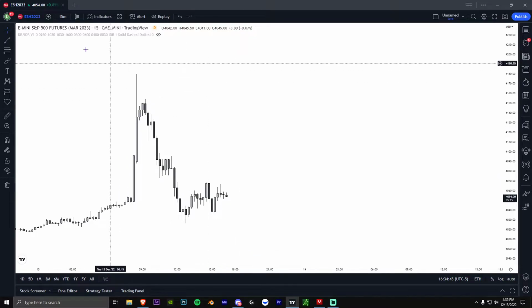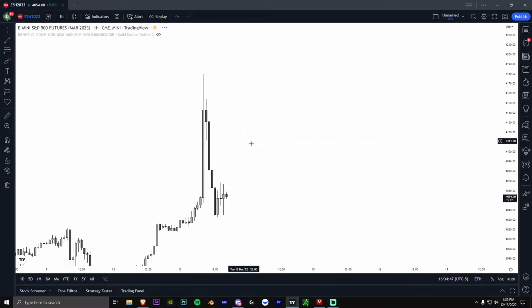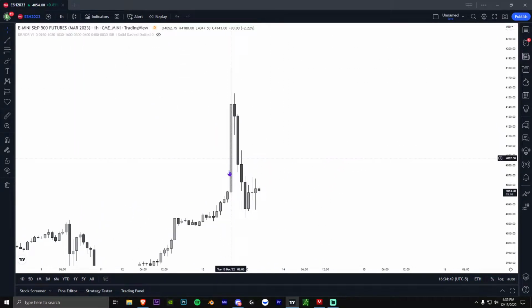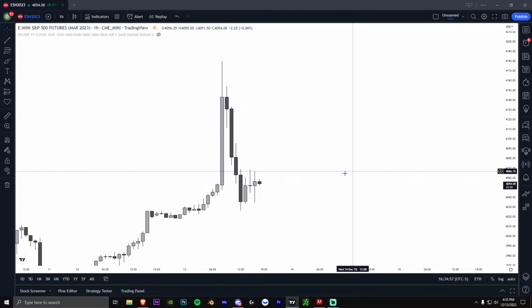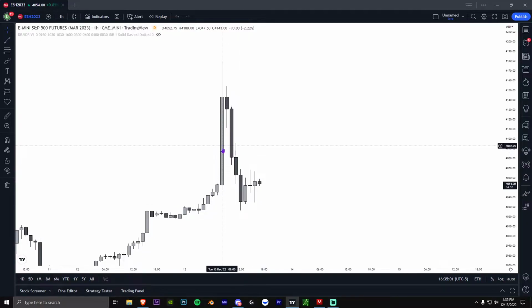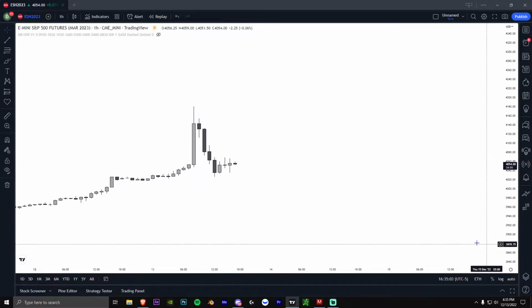If you don't know what a liquidity void is, it's basically a candle where no orders get filled. So right around here, 4,098 to about 4,060ish, there was a liquidity void. There was a bunch of orders that didn't get filled here, and you're going to find that a lot on these CPI, PPI, or NFP days. And usually voids are filled, okay?